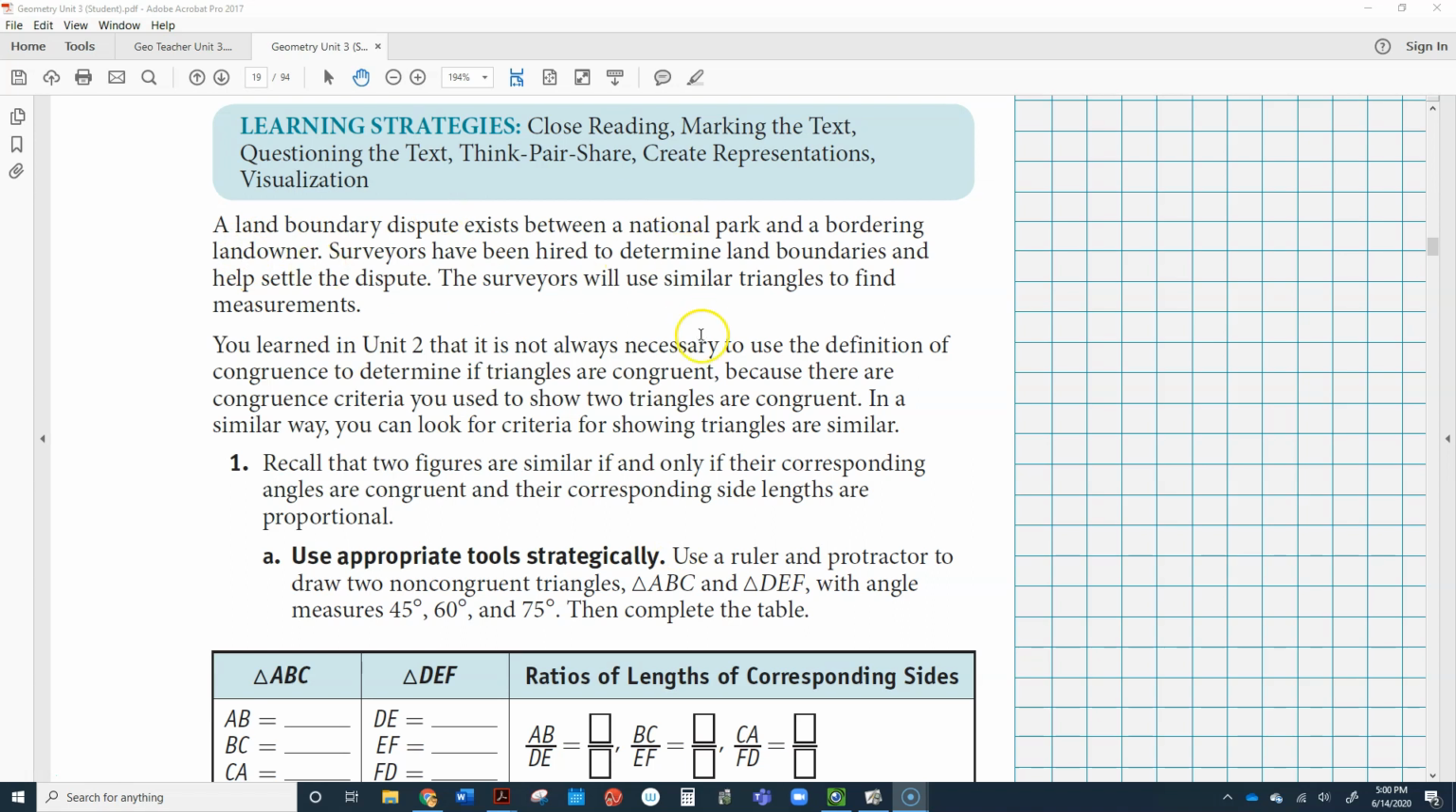So the problem situation is we've got a land boundary dispute between the national park and the landowner that borders the national park. The surveyors are working. They're trying to figure out the boundaries, and they're going to use similar triangles to help them get some of their measurements. Sometimes in the real world, it's just too difficult to measure the distance across a lake, or the distance between two mountaintops or something like that. So they use similar triangles to get those measurements that are too difficult to get manually.